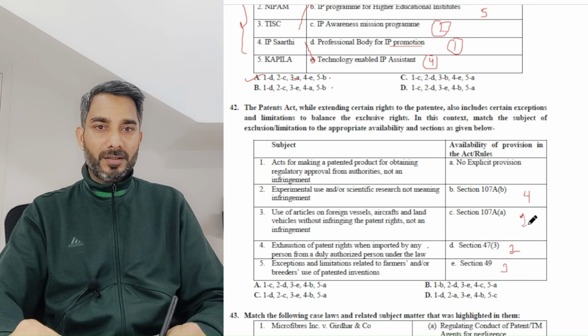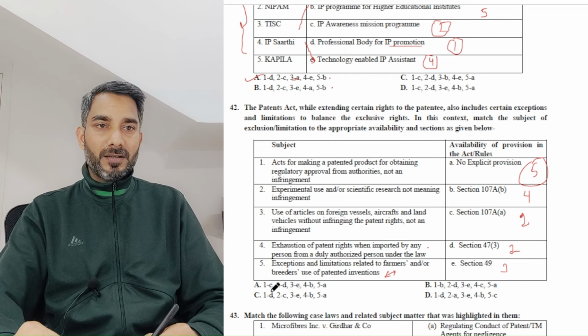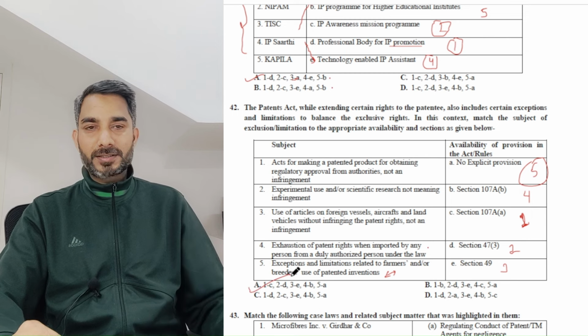1 here. And exceptions and limitations related to farmers or breeders' use of patented inventions. No, this is a different act. So this is not here. 5A. Okay, 1C. Act of making a patented product for approval? Yeah, 1. 1 and 4. 2D. Yeah, so A is the answer for this.